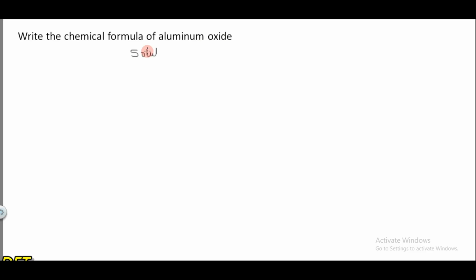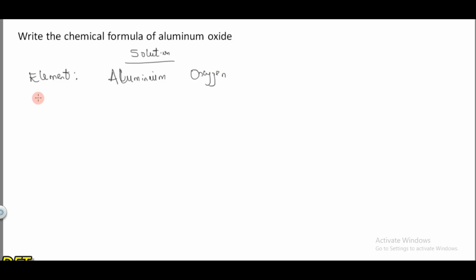So the first thing that we would want to do is to write out the elements that are involved in this compound, aluminum oxide. So when you hear the name aluminum oxide, the two elements that should come to your mind are aluminum and oxygen, oxide representing the oxygen, right? So we have two elements there, aluminium and oxygen. These are the two elements that are in this compound.